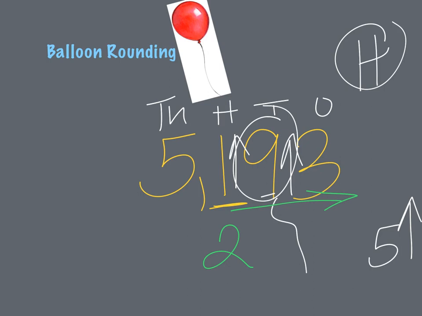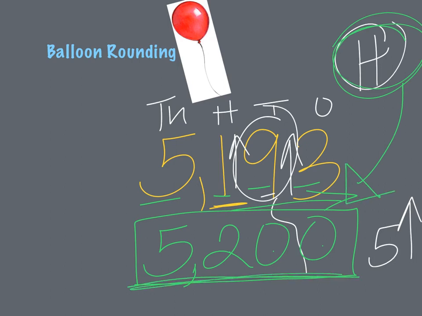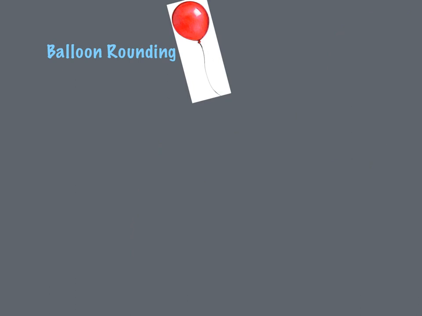What happens to the digits after your balloon number? Your balloon number and the one after. What happens to those 2 digits? What do they turn into? Excellent. Zeros. Am I done? No. Good. I am not done. What do we have to remember to do? That's right. Bring down any digits before the underlined digits. So here, bringing down my 5, comma. Here is my number rounded. So 5,193 rounded to the hundreds place is 5,200. Excellent job.